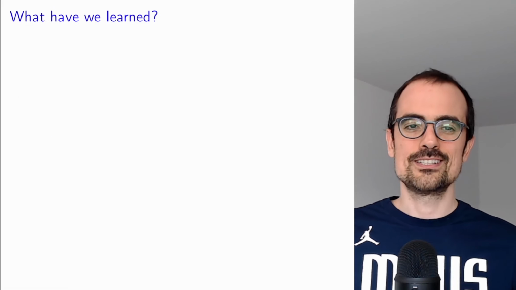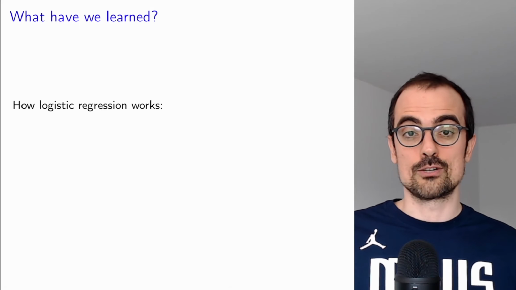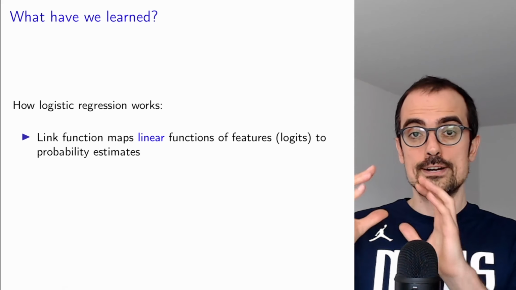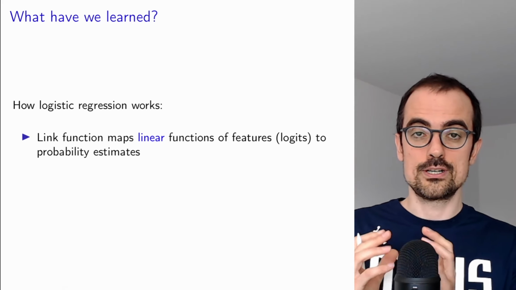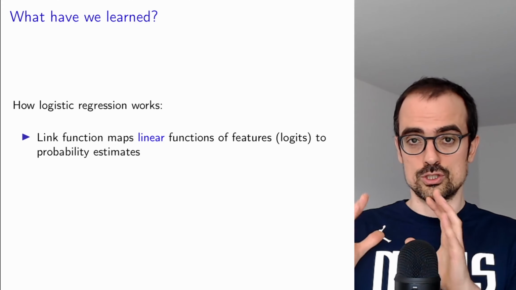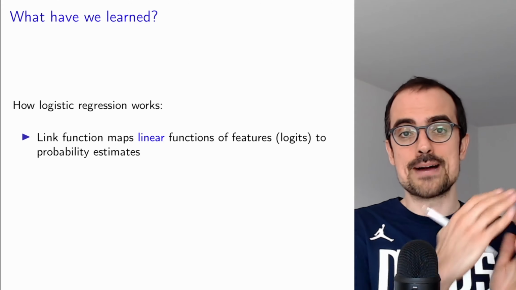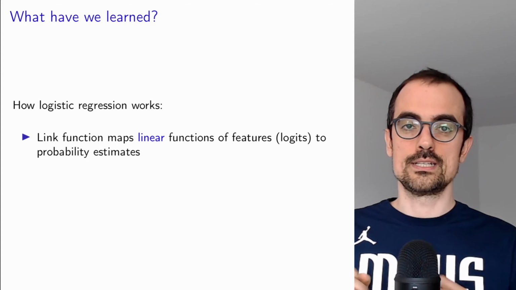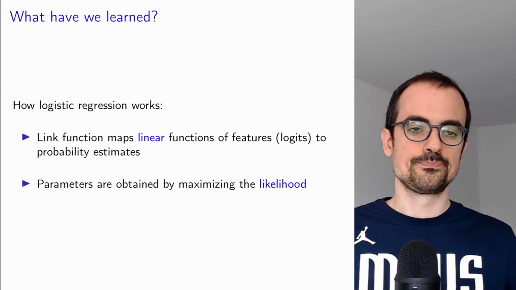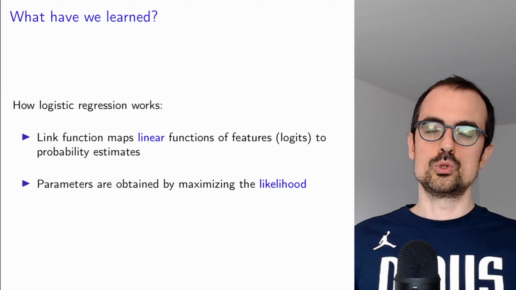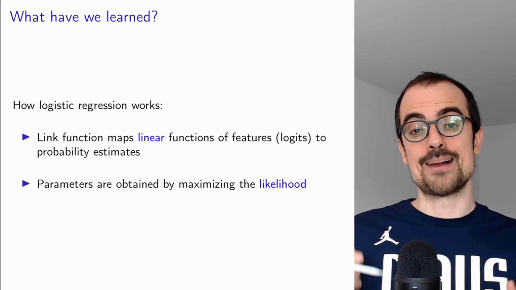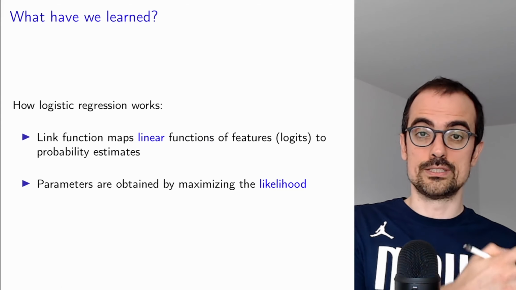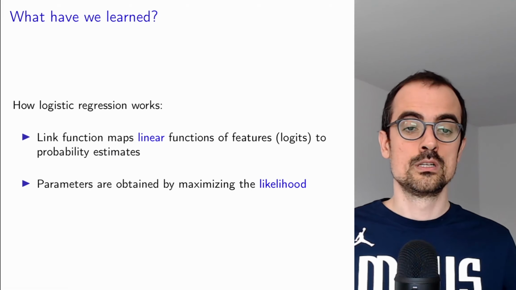All right, so what have we learned? We have learned how logistic regression works. The idea is actually quite simple. You learn a linear function of the features, which is called a logit, which is going to be mapped to a probability estimate by a fixed link function, which is the logistic function. We learned how to fit the model, which is basically by maximizing the likelihood of the observed data, which is the conditional probability of the different labels given the observed features.